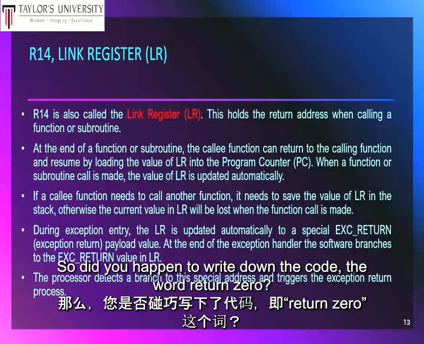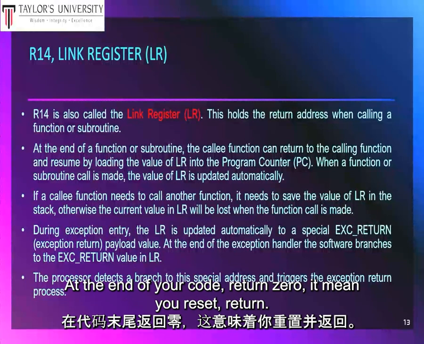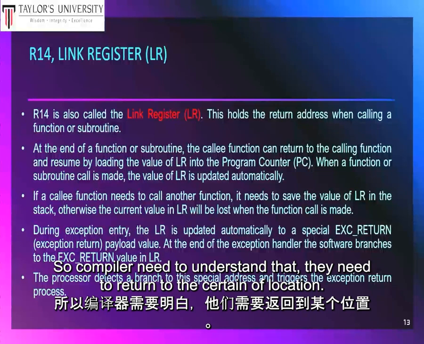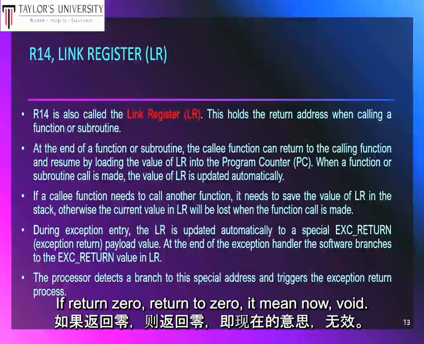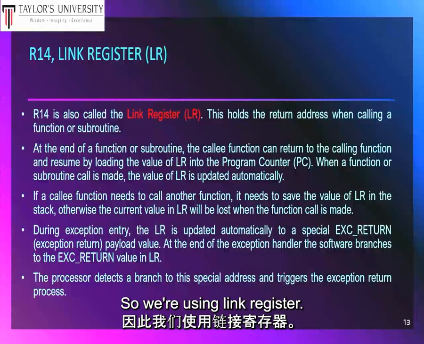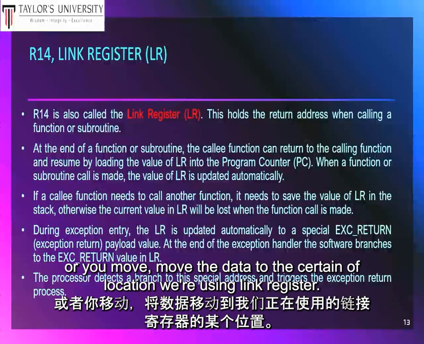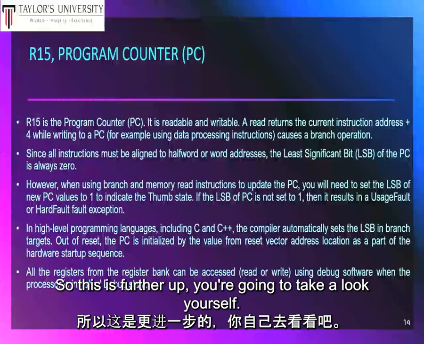Did you happen to write the code return 0 at the end of your code? Return 0 means you reset, return. So you need to return to a certain destination, and the compiler needs to understand that. If return 0, return to 0, it means void. So we are using the link register. It happens when there are for loops, in the condition where there is data to send, or you move the data to a certain location. We use the link register. Further up, you are going to take a look yourself.